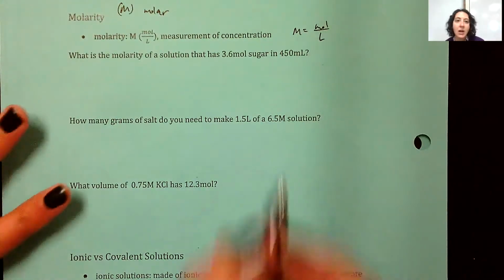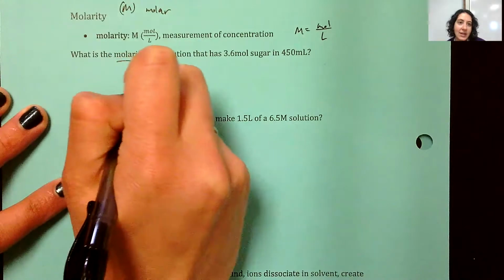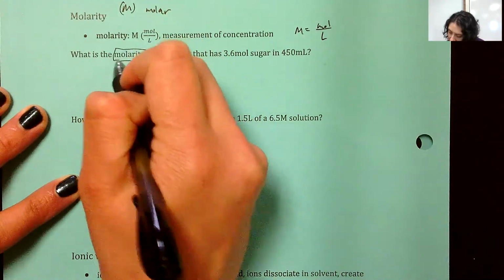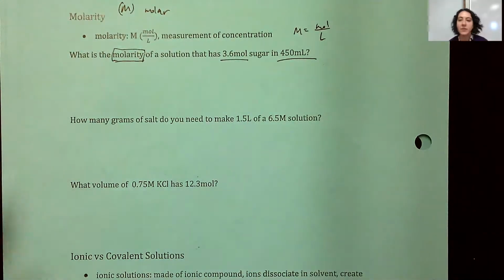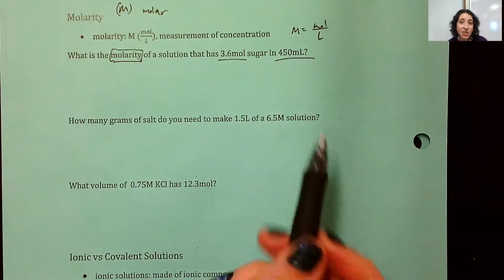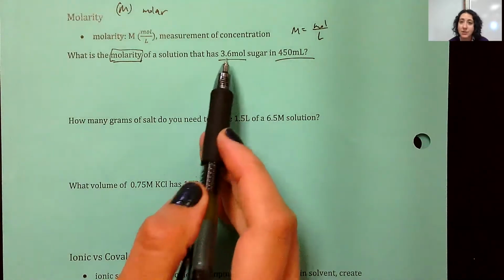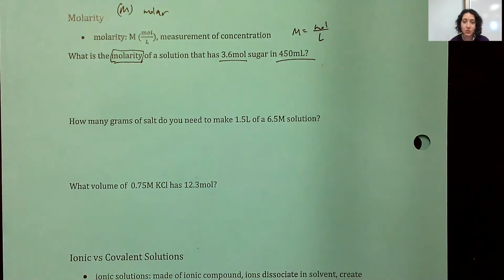Moles per liter. Okay, so this question is asking what is the molarity of a solution that has 3.6 moles of sugar in 450 milliliters. The fact that it's sugar doesn't actually matter. The only thing that matters is the moles and the milliliters. So let's go ahead and do this.